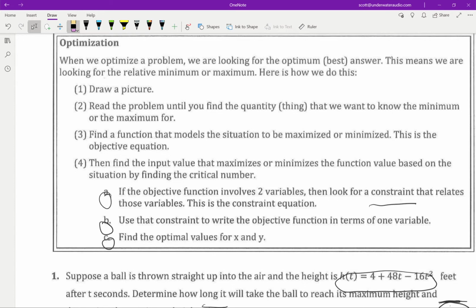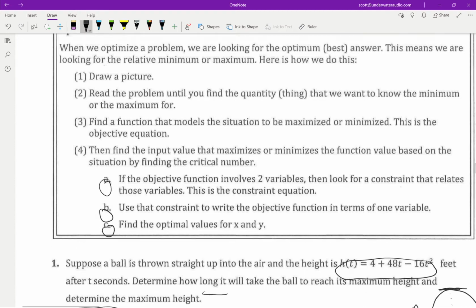We just saw that sometimes the function that models our situation has multiple variables. When that happens, we have to find a constraint equation, something that limits it or keeps it from expanding forever or minimizing forever. That's called the constraint equation. Then we use the constraint equation to rewrite the objective function in one variable. Then we find the optimum values for x and y. So let's give that a shot.